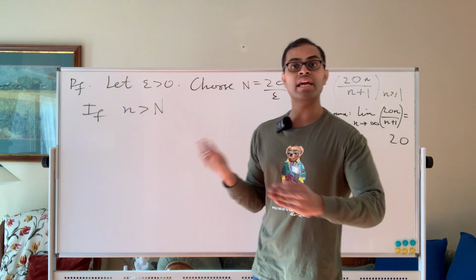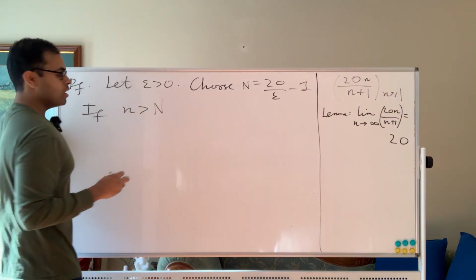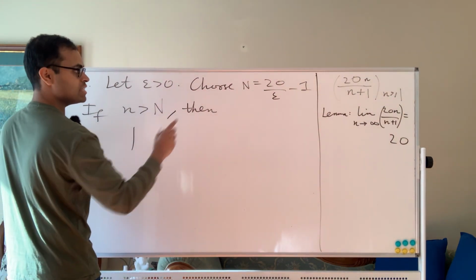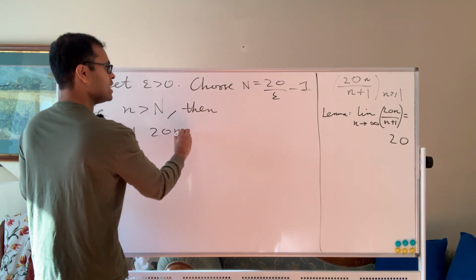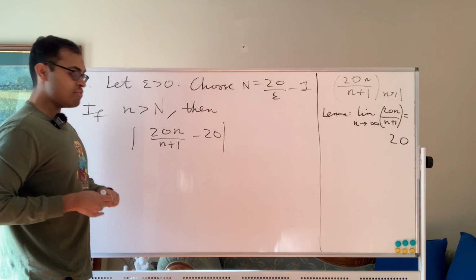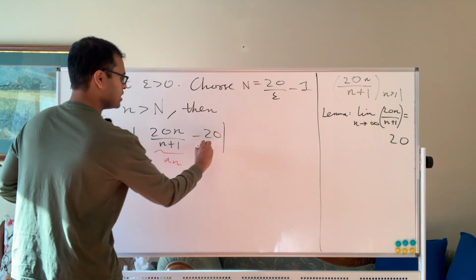Otherwise you can just adjust big N by 1 to get the same equivalent definition. But if little n is greater than big N, then you want to say the nth term of the sequence, which is a_n, which is 20n over n plus 1, minus 20. So if you think about our definition, this was the nth term of our sequence, a_n, and this was a, right?